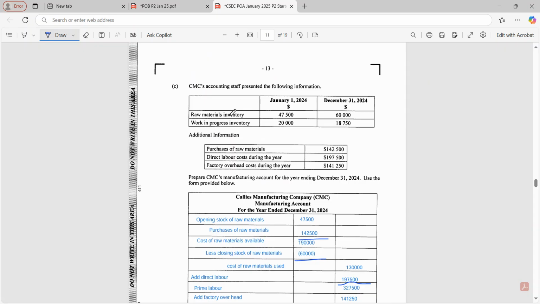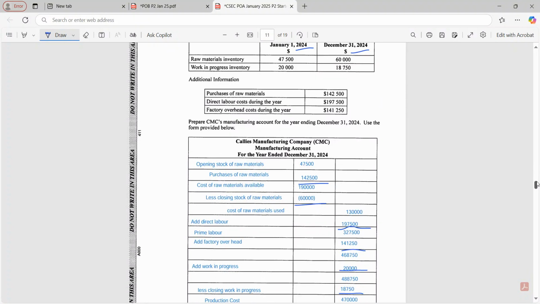Which one of these is the opening inventory? So we have raw materials inventory and work in progress. So we look at the date. January 1 would be the opening inventory. December 31st would be the closing inventory. Good. And then additional information.